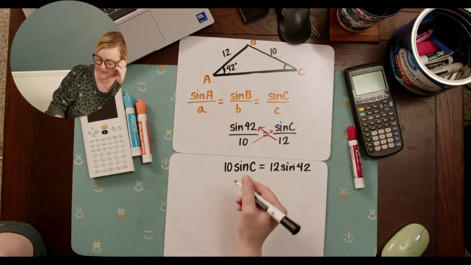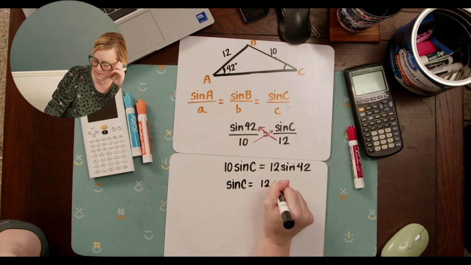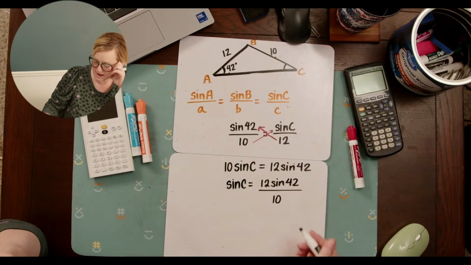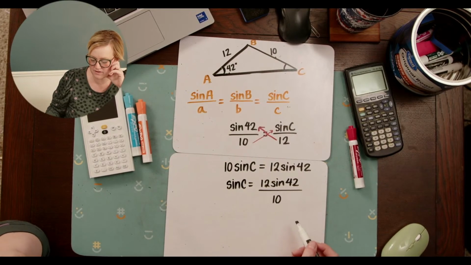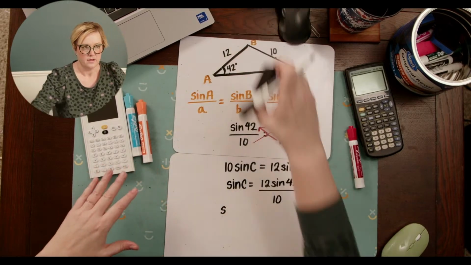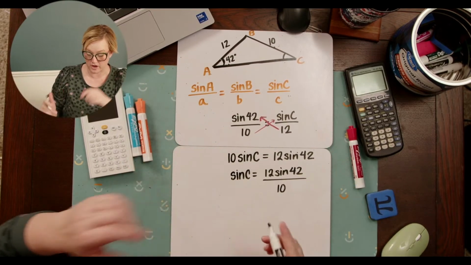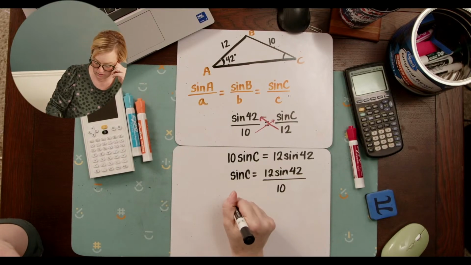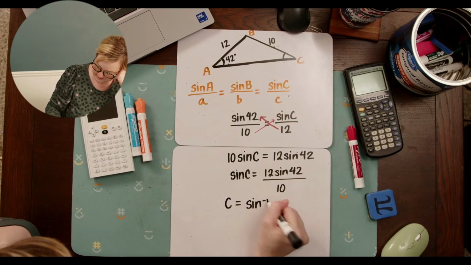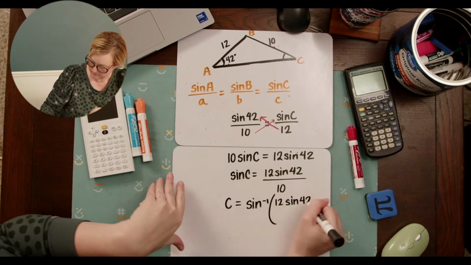Okay, so we're going to divide by 10. So we have sine C equals 12 sine 42 over 10. You may be tempted to simplify that 12 over 10, but you don't need to worry about it. It's fine. Then we're trying to find the angle measure. So remember, we use that inverse trig, right? We use that sine inverse. So the angle C is going to be sine inverse of 12 sine 42 over 10.